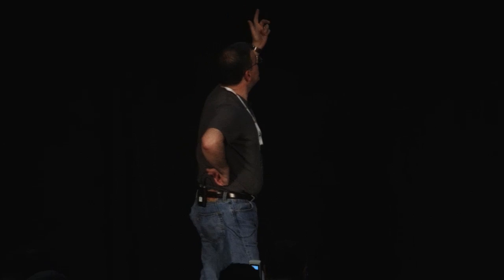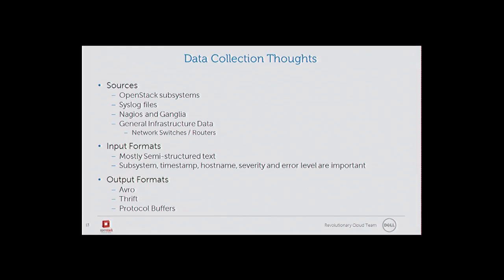For input formats, we're mostly dealing with semi-structured text. I want to track the subsystem. I think we need to track the host name, the timestamp, the severity, and the error level. When I say host name, I don't know if we should track host name or IP address. It's kind of up in the air, but I think we do need to tie each log back to the original machine. For output formats, this is a little tricky.